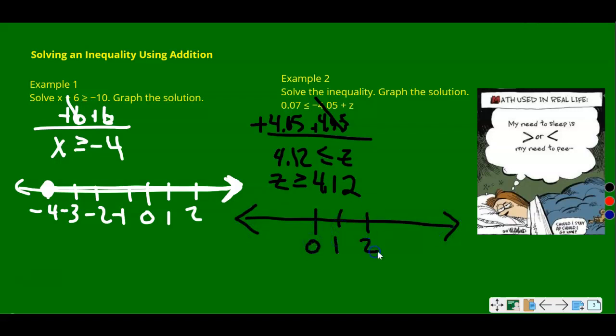So if I've got 1, 2, 3, 4, and negative 1, 2, I'll put some negatives as well. 4.12 would be just slightly past 4. So let's include a little bit further here. Kind of running out of room, but we'll make room. 4.12 would be slightly past 4. We're going to make a solid circle there because it's greater than or equal to. And again, it's going to be shaded and your arrow is going to go to the right.